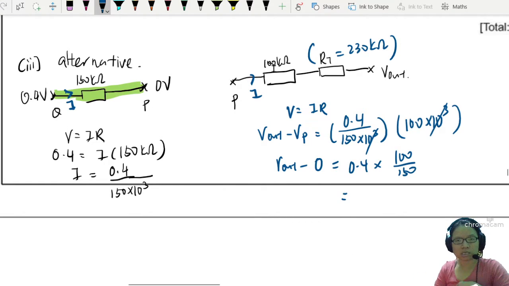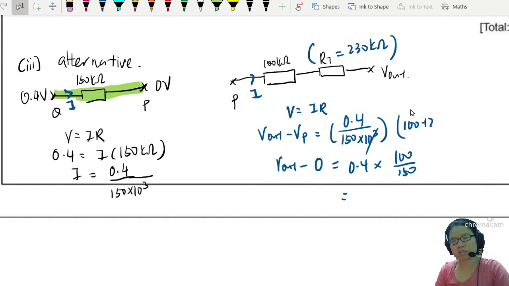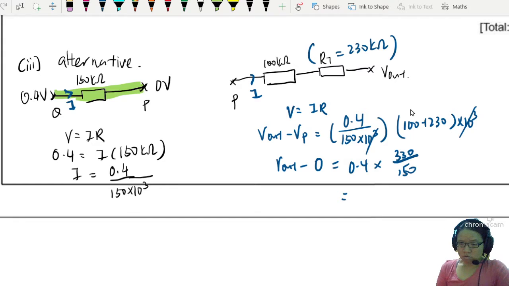So what happened here? What I forgot was RT has a resistance, so I should include RT. This one has no problem. This is not 100, this is 100 plus 230 kilo ohm. So it is 100 plus 230 times 10 to the power of 3. The 10 to the power of 3 cancels out, and what we will have here is 330 over 150 times 0.4. Correct now, this is 0.88. Proven.